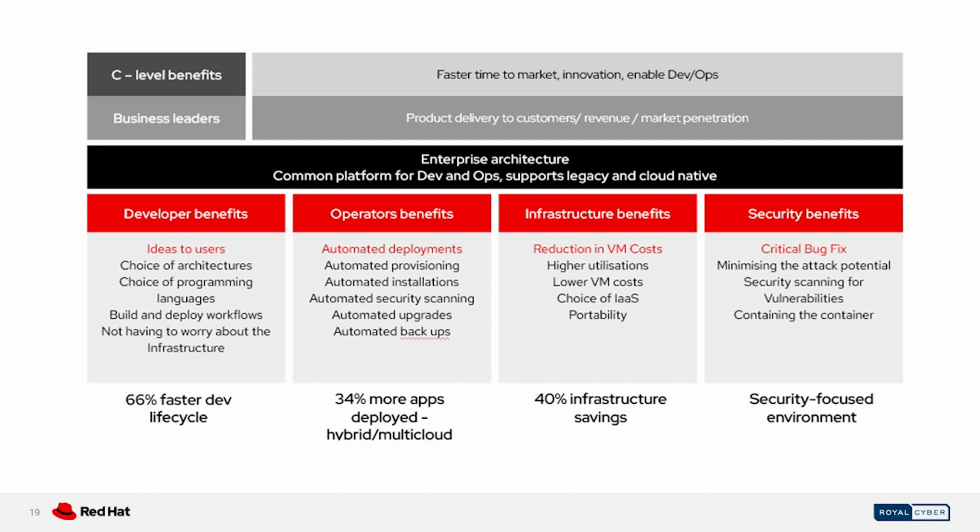OpenShift operators are designed to automate tasks such as installation, updates, backups, and scaling of applications. They can also provide additional functionality such as monitoring and logging to help manage and maintain the health of the applications. Operators can be developed and provided by the application vendor or a third party, allowing businesses to easily manage and deploy applications from a variety of sources.